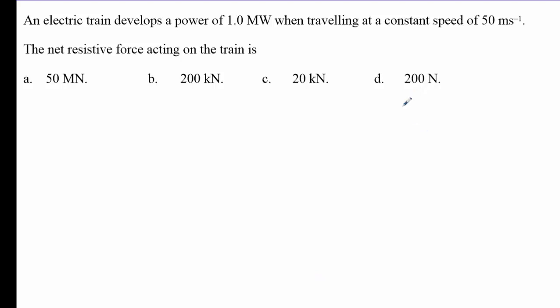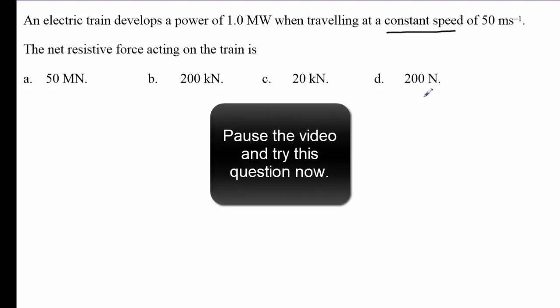So here we have an example of a train traveling at constant speed. See if you can work out the net resistive force acting on the train. So pause the video, try the question, come back for the answer.